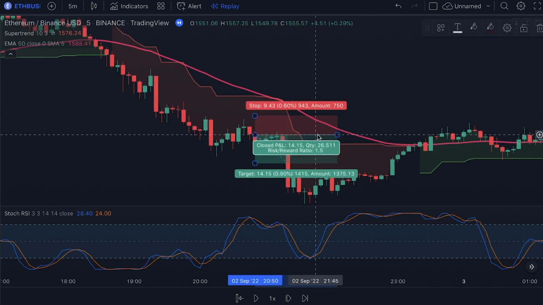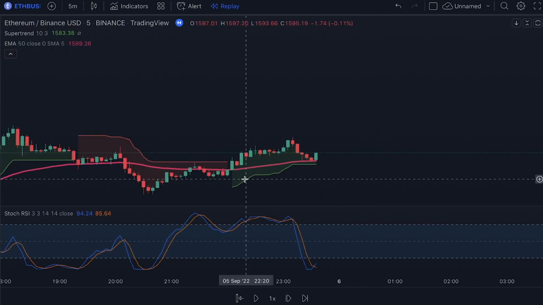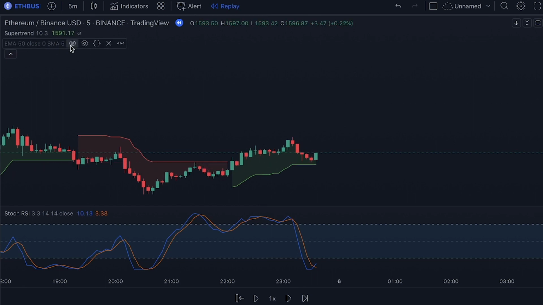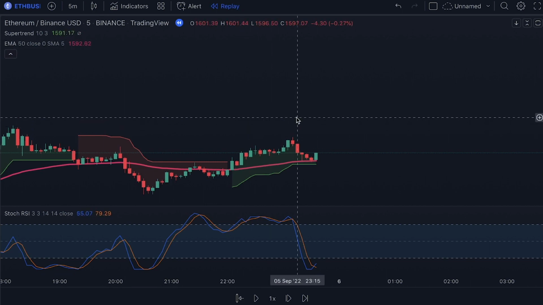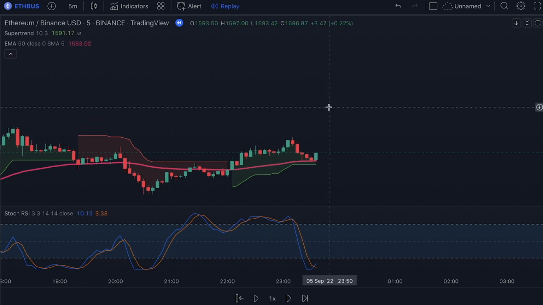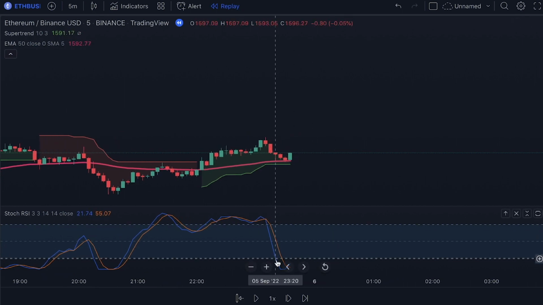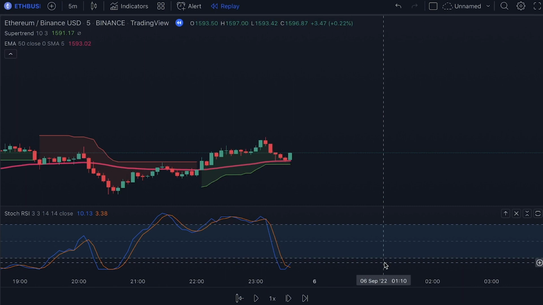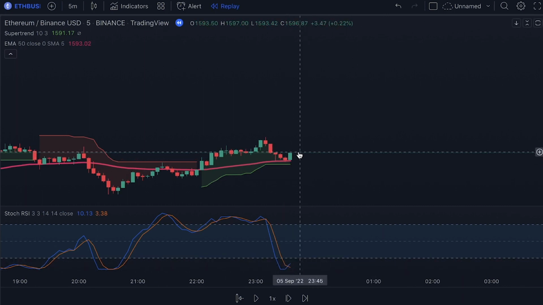Let's look for some more examples. So here we have green super trend, and the price is trading above the 50 EMA, as you can see right here. So now we're going to look for long entries, and here's a perfect example. We have the stochastic RSI going below the 20-point line right over here, and it's making a loop and coming back up, and this is where we enter a long position.